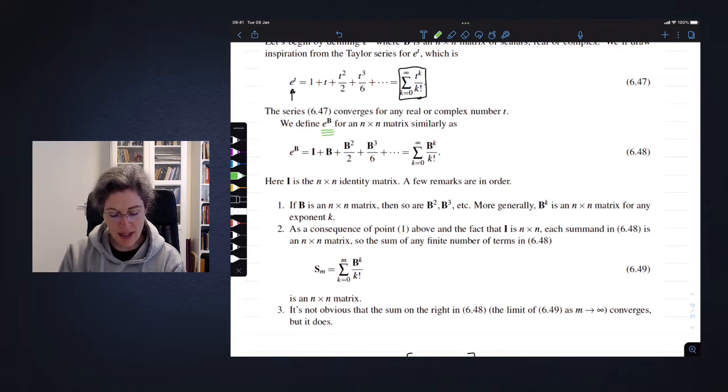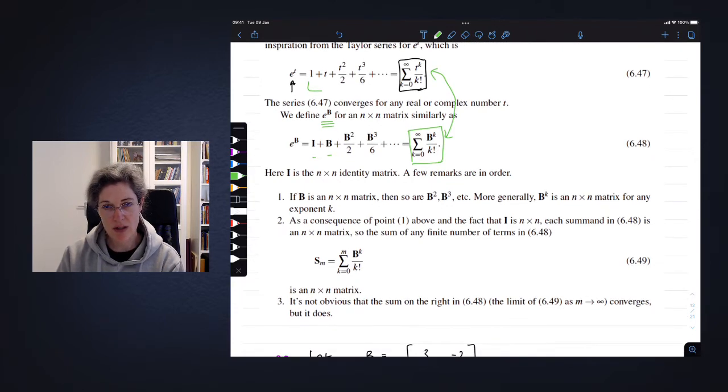We define e raised to the power B, where B is an n by n matrix, and we use the same idea here. So here we had 1 plus t plus t squared over 2, and here we're going to have e to the B is the identity matrix plus B plus matrix B squared over 2 plus B cubed over 3 factorial, and so on. So we get virtually the same looking thing for our definition of the matrix exponential.